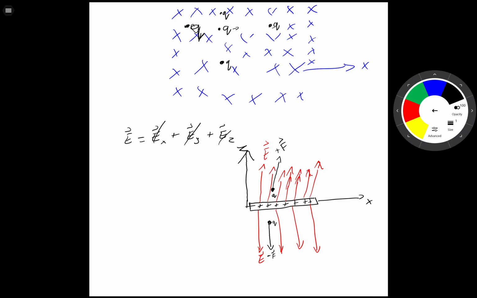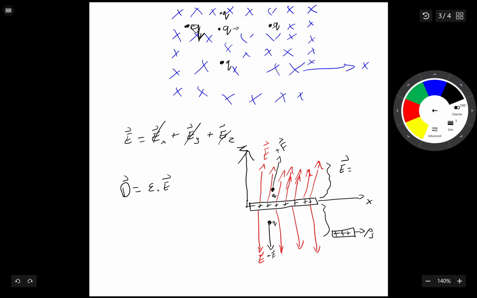Now let's look at this. We have this sheet of charge, let's call it rho S. Rho S is emitting electric field over here and electric field over here. So that means our electric field is just going to be... then let's talk about electric flux density. Electric flux density is just going to be epsilon times our electric field.